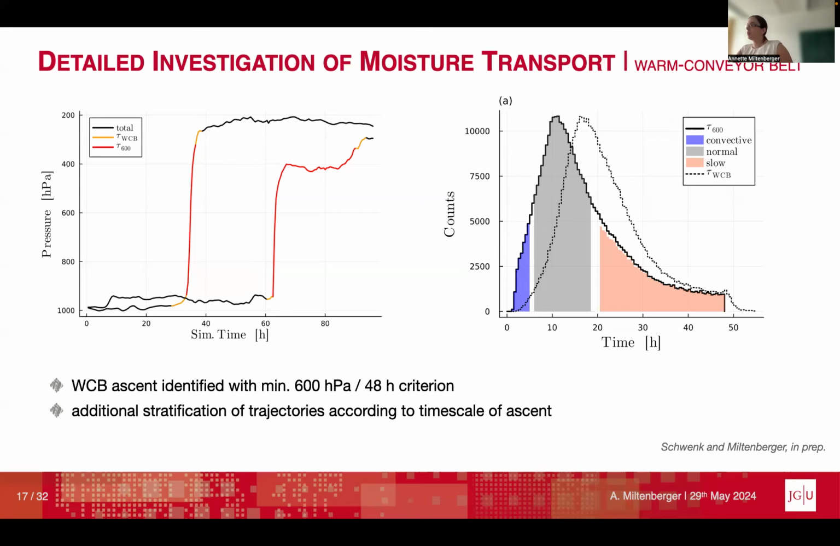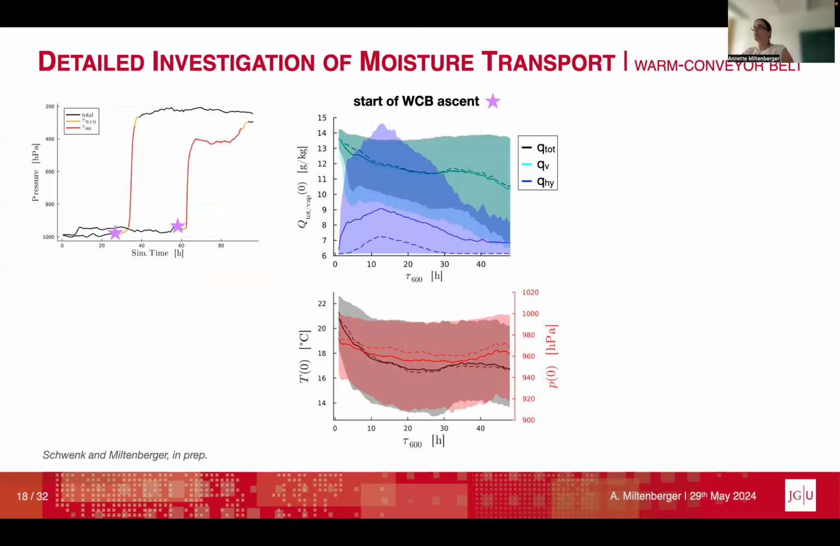I just want you to remember those two colors. So the blue one, the convective one, ascending in less than 5 hours. So you probably would call them more deep convection trajectories than actual warm conveyor belt, but they are embedded within the larger scale warm conveyor belt structure. And then those with ascent timescales larger than 20 hours, more consistent, I guess, with the picture of large-scale smooth ascent.